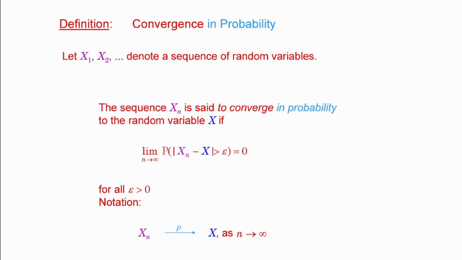So this is denoted by the following notation. You have a P here. You have an arrow with D, which means convergence in distribution, and now you have an arrow with P, which means convergence in probability. It's a stronger concept, because convergence in probability implies convergence in distribution.